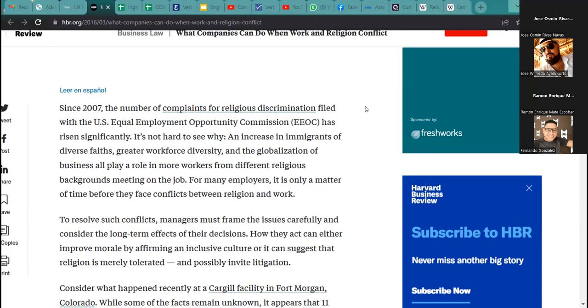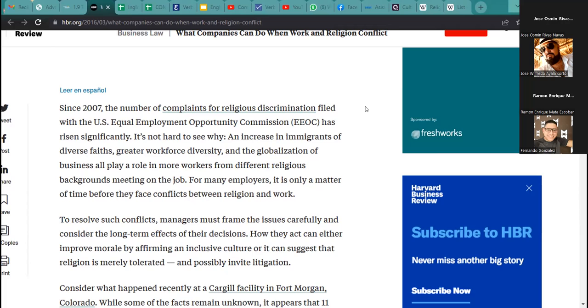Should I continue? Just the next one, please. Okay. To resolve such conflicts, managers must frame the issues carefully and consider the long-term effect of their decision. How they act can either improve morale by affirming an inclusive culture, or it can suggest that religion is merely tolerated and possibly invite litigation. Okay, what did you get from this?